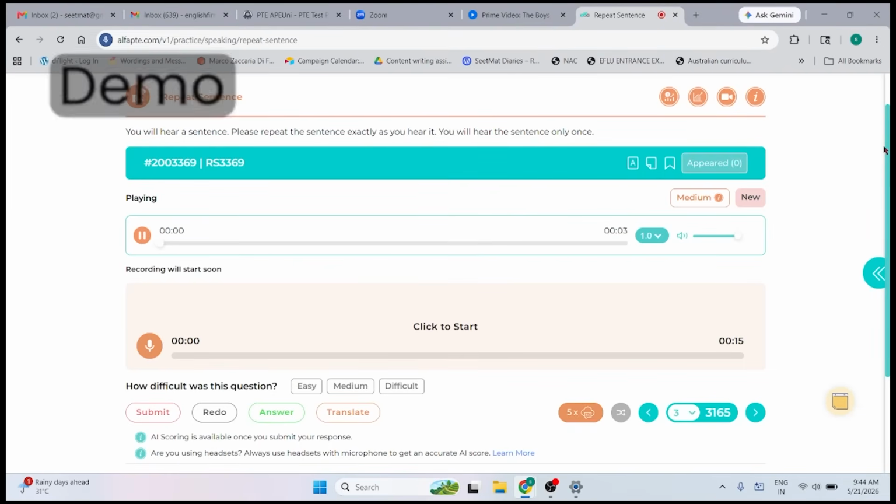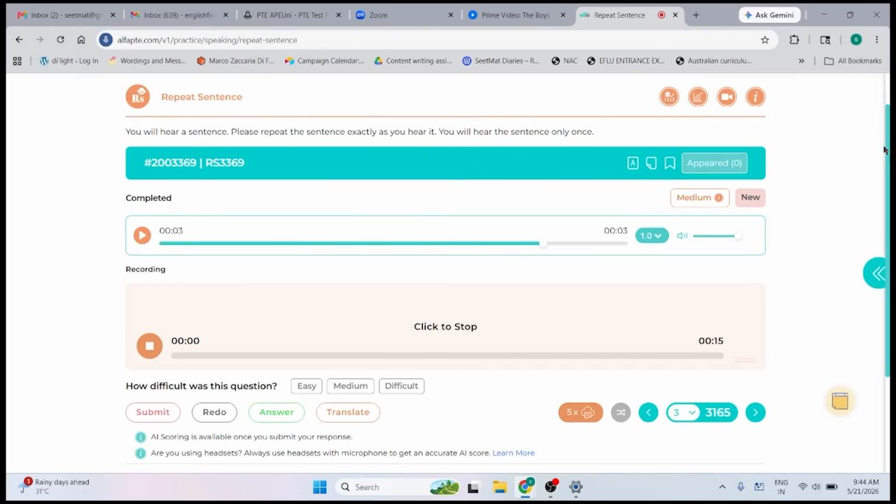Let's see a demo. Every student has their own computer. Every student has their own computer.